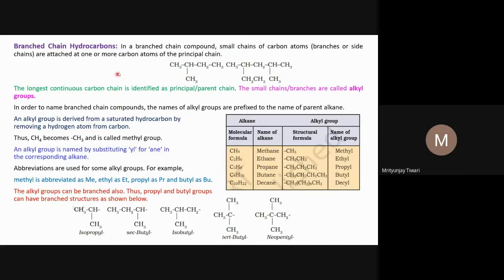I think I should start with the branched chain hydrocarbons. Here also we have studied a few basic things.